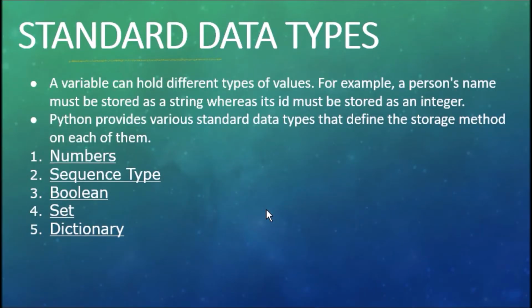Now, standard data types in Python. In all languages, a variable can hold different types of values. For example, a person's name must be stored as a string, whereas its ID must be stored as an integer. In this way, Python provides various standard data types that define the storage method for each of them. They are number, sequence type, Boolean, set, and dictionary.